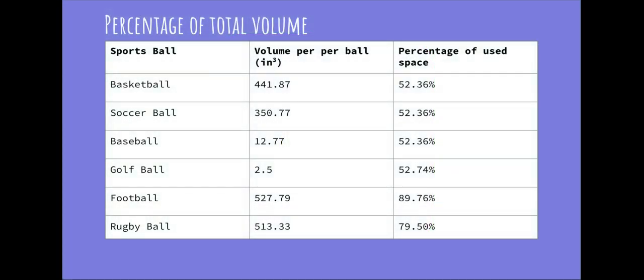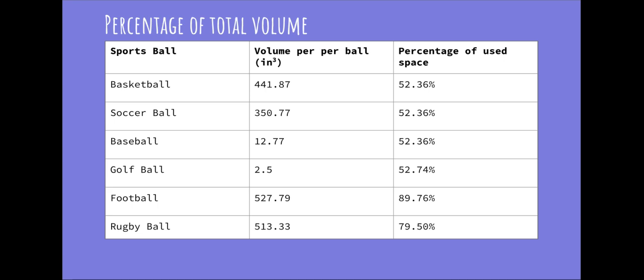So now we move on to analysis, where we started with calculating the percentage of total volume that was used when the balls were their actual shape and stored within boxes. And as you can see, for the first four, the spheres, it was pretty consistent. It was around 52% for all of them, and that's because they all are essentially the same shape.